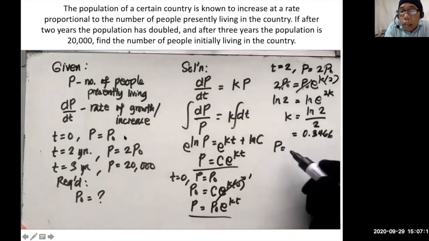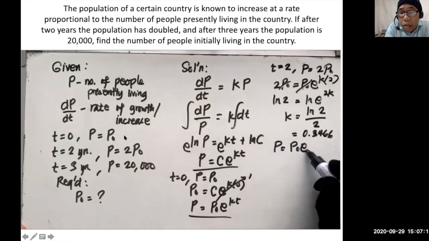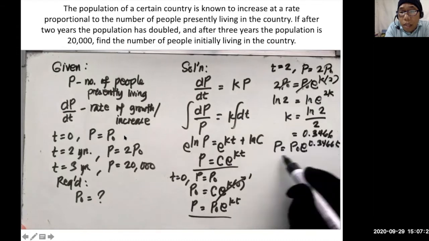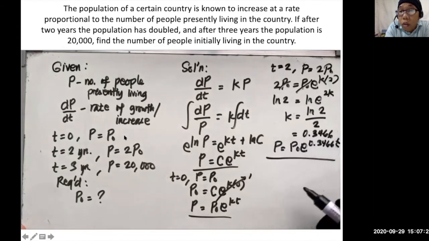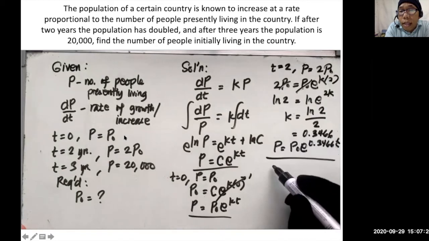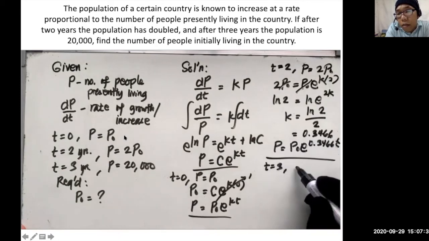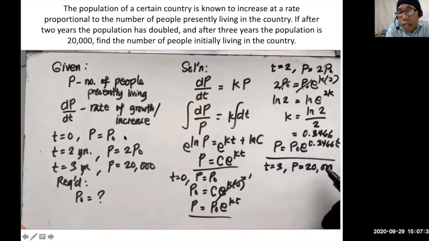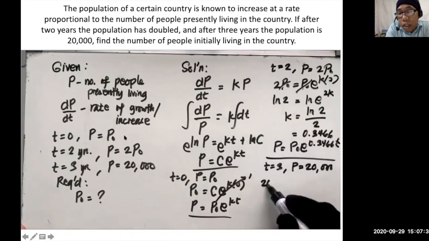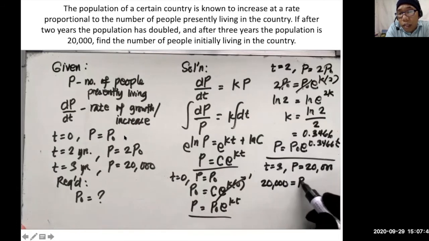Now, since we have the k, we rewrite the solution. This is P sub 0 e raised to positive 0.3466 times t. This is our solution, the expression of the population at any time t. If you're going to graph this, it's actually exponential, since you have e raised to 0.3466. Now we apply the condition to solve for the value of P sub 0.